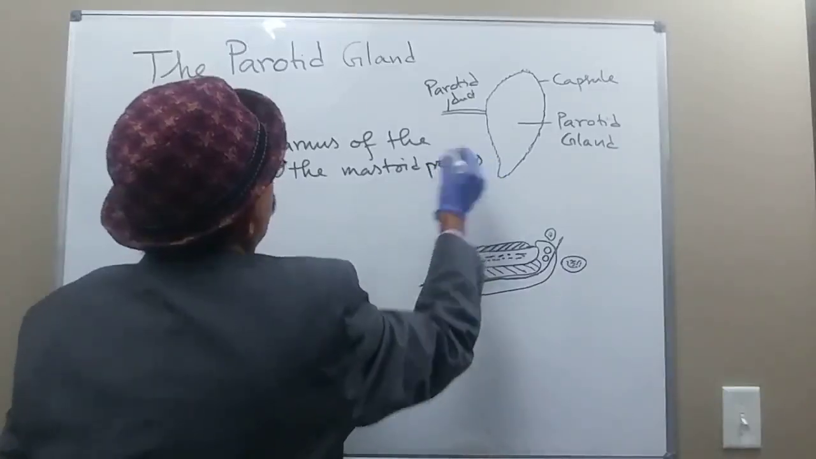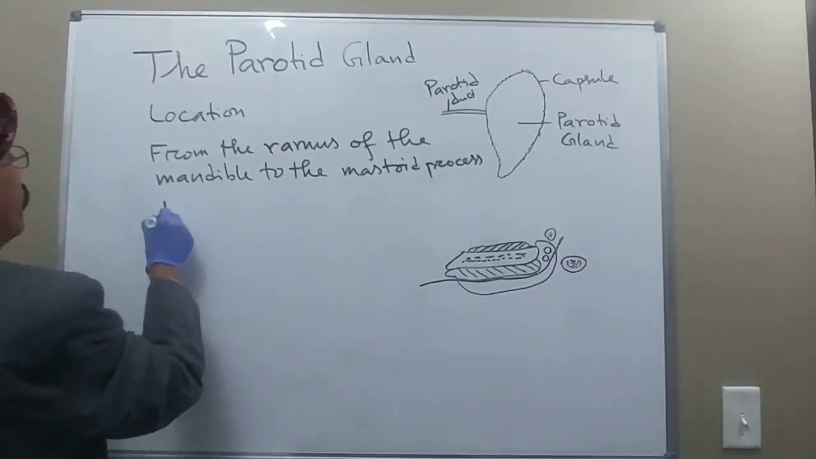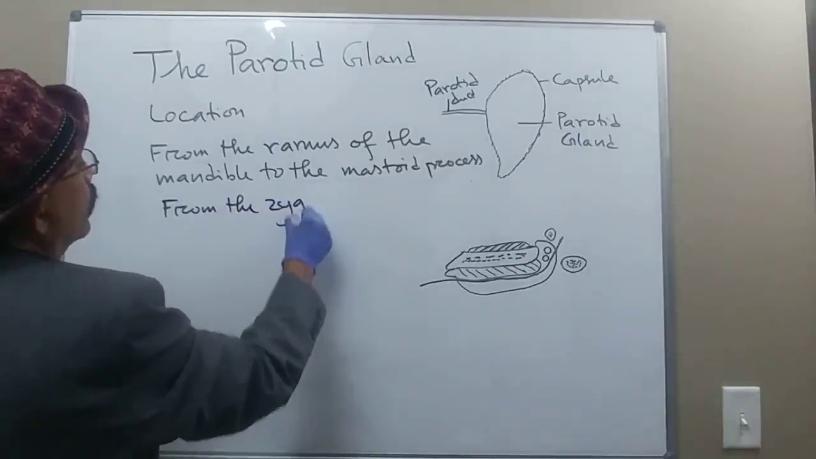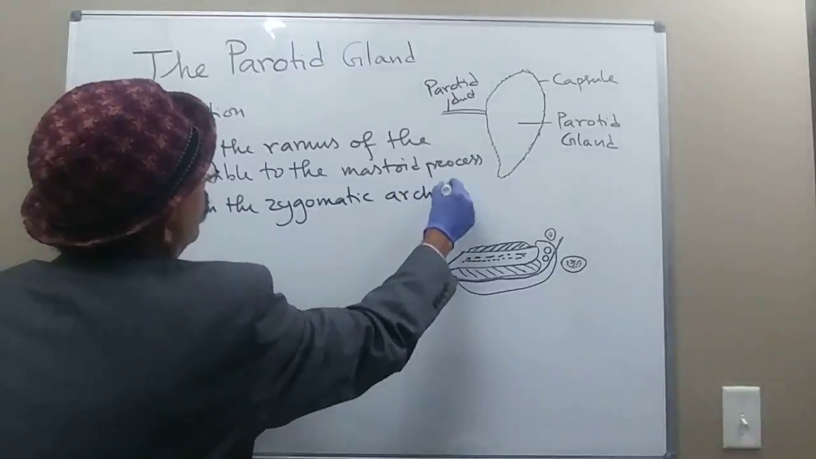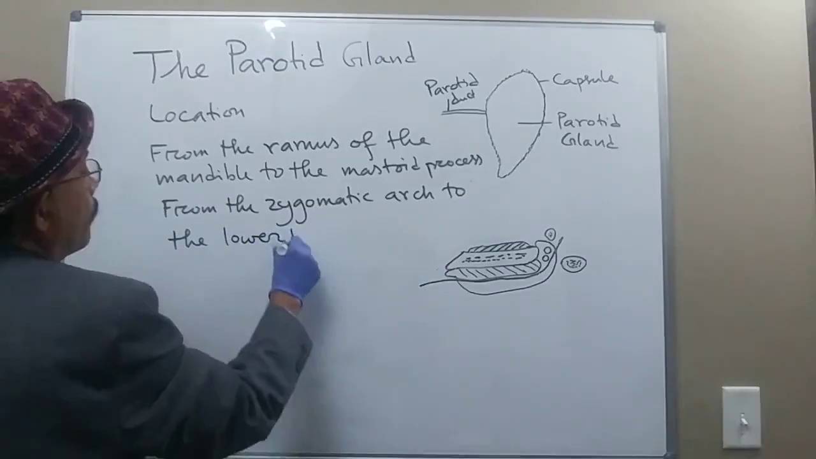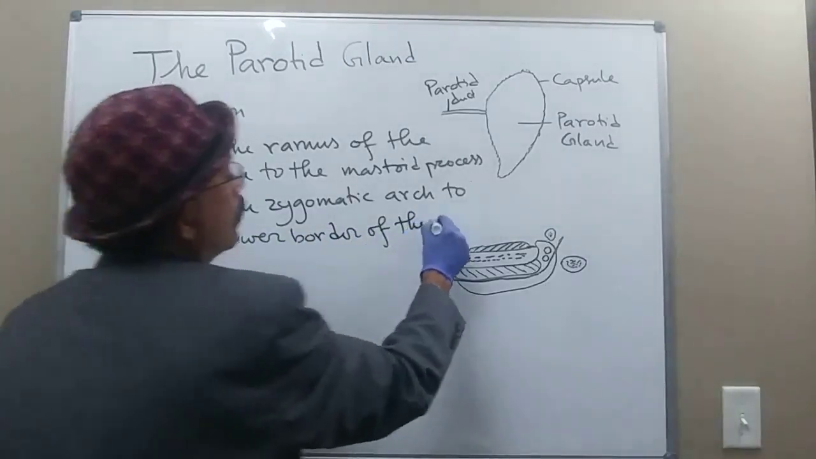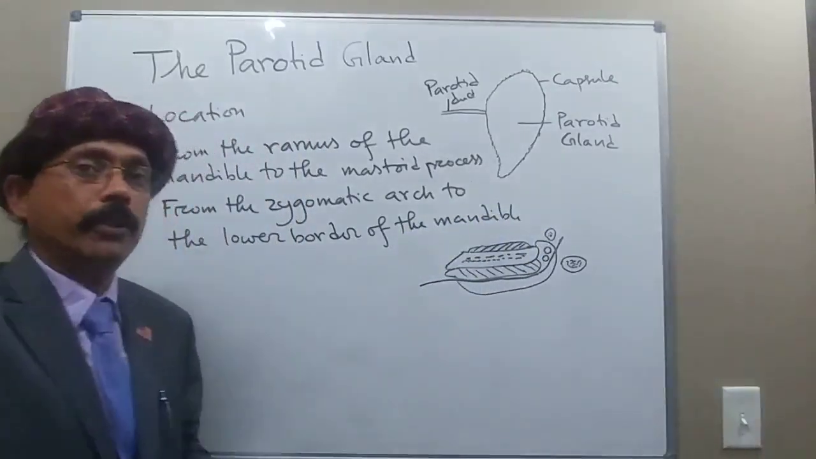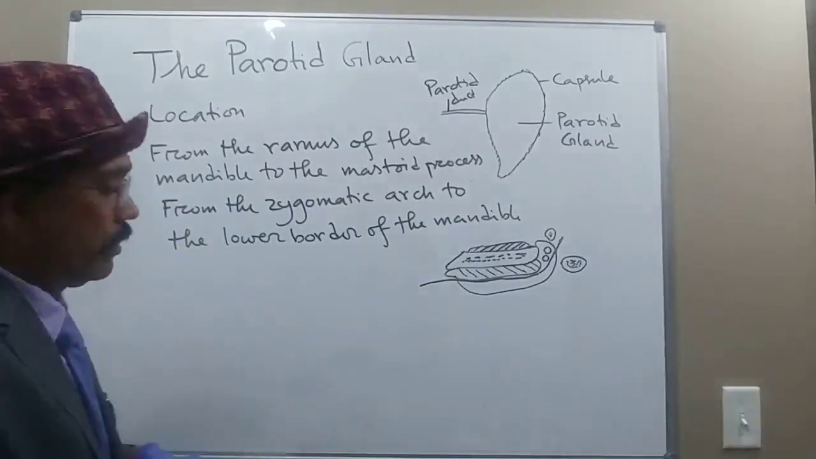We got the extension from anterior to posterior, and also from the zygomatic arch to the lower border of the mandible. This is from above downward.